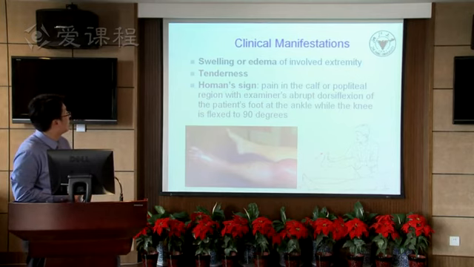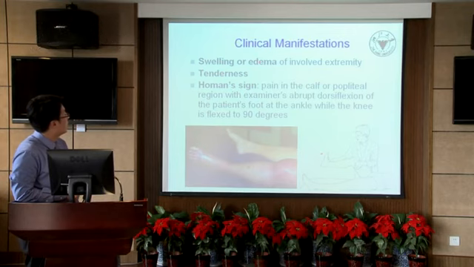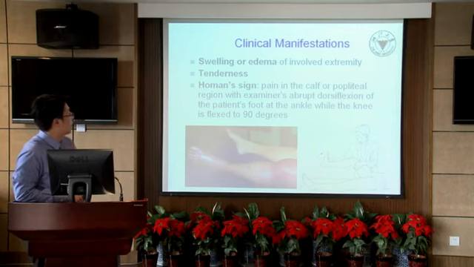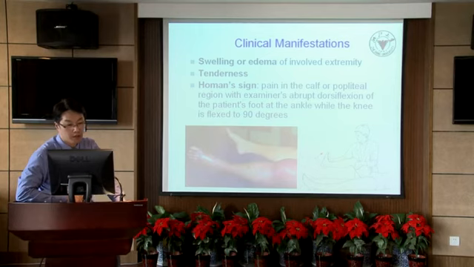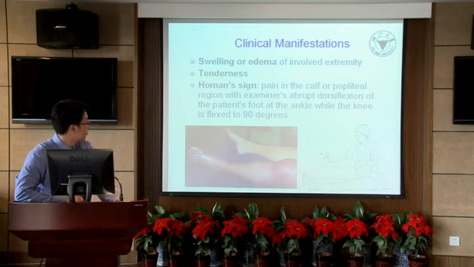Clinical manifestation includes swelling or edema of the involved extremity. Second is tenderness. Third is Homans sign. The patient complains of pain in the calf or popliteal region when the examiner abruptly dorsiflexes the patient's foot at the ankle while the knee is flexed to 90 degrees. This is the DVT of the leg.